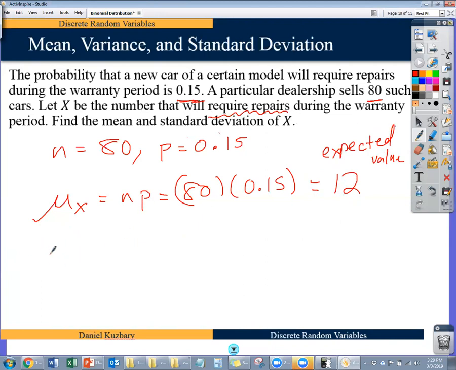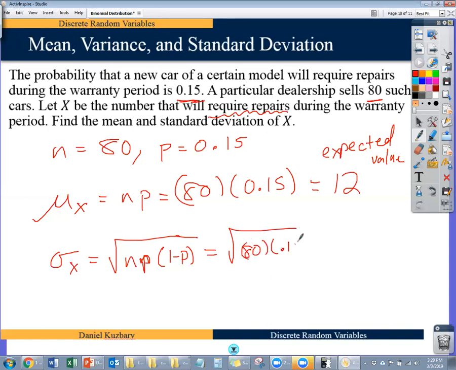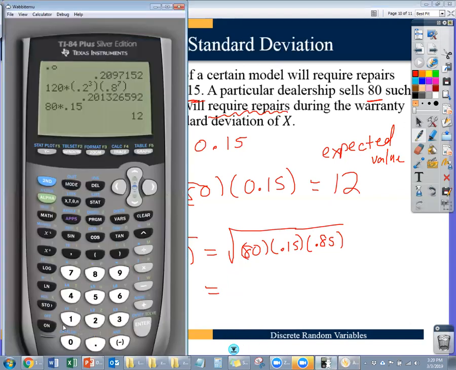The standard deviation of x is given by the formula, the square root of the variance, which is n times p times 1 minus p, all under the square root. So this is the square root of 80 times p, 0.15, times 1 minus p, which is 0.85. Just did that, go mental math. So square root of 80 times 0.15 times 0.85.